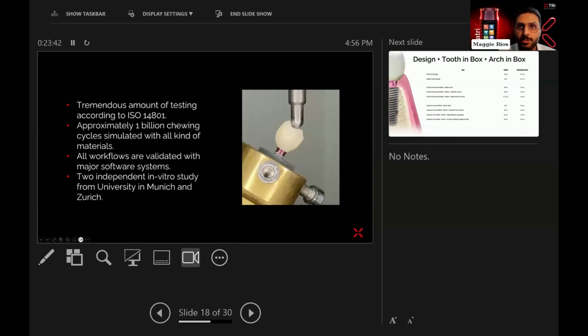So we have also done a lot of other testing on this, just to make sure everything works. We have done a billion cycles. Yes, a billion cycles with a B, just to see whether it works or it breaks, and it didn't. There was no fracture, no micro fractures, nothing. And a lot of studies have been done independently in different universities or labs.